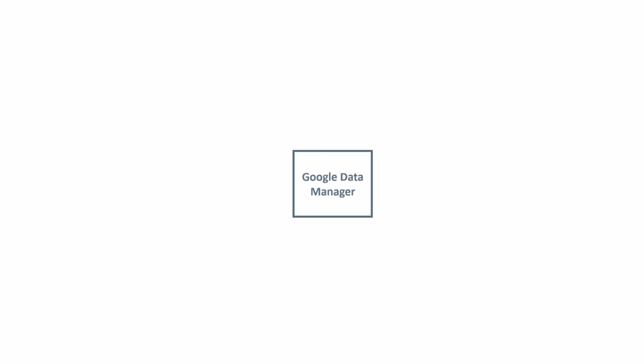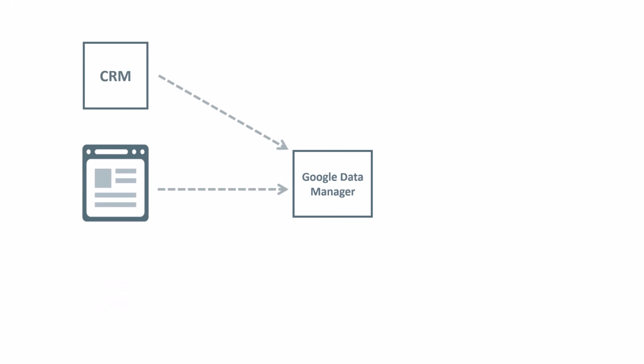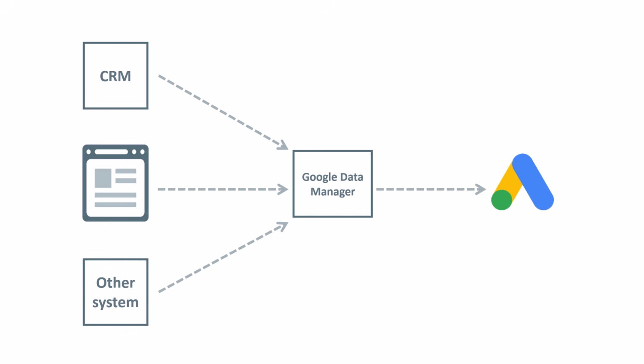Here is how I would describe it. Google Data Manager is Google's solution to become a central place for all the first-party data you send them. It's where you connect your data sources, your CRM, your e-commerce backend, your offline conversions, and from there it flows to Google Ads and a few other Google products.